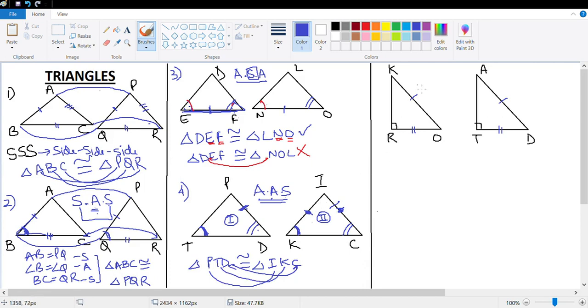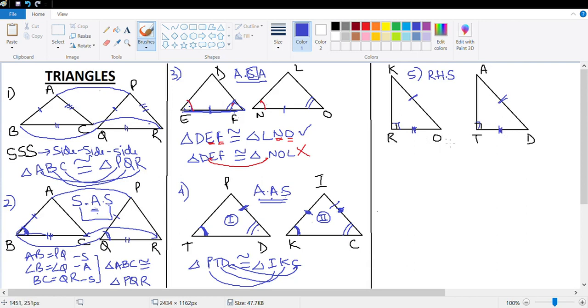So that's the fourth test, and this is my fifth test, which is known as the right angle, hypotenuse, and side test. So a right angle and a right angle are equal, hypotenuse and hypotenuse are equal, and one side is equal.